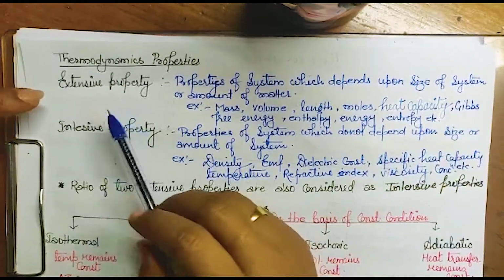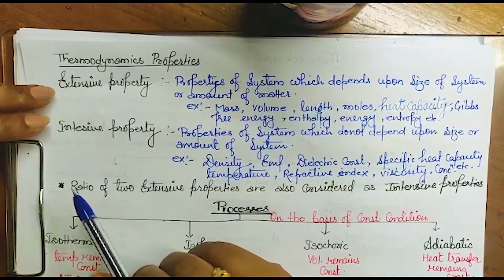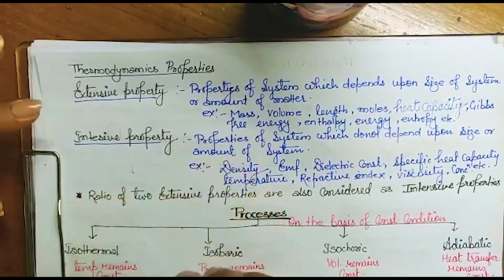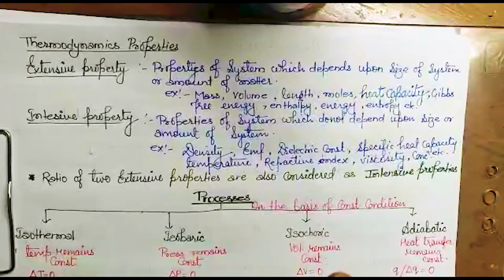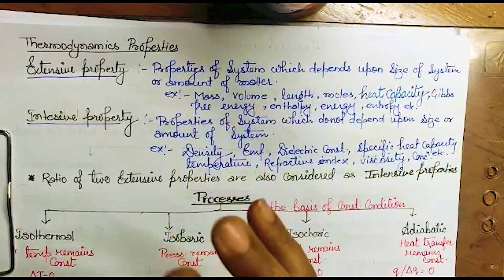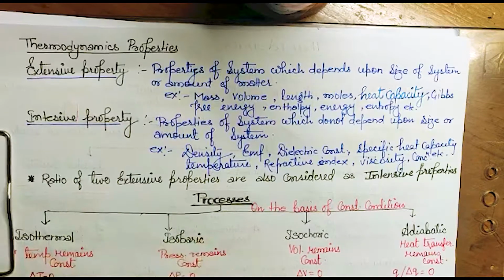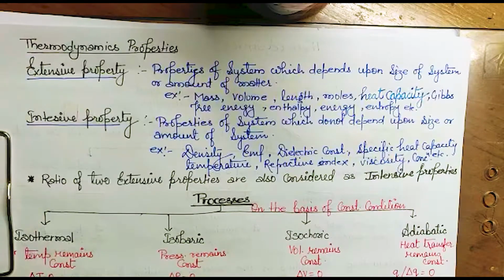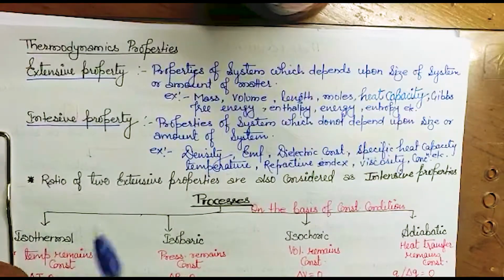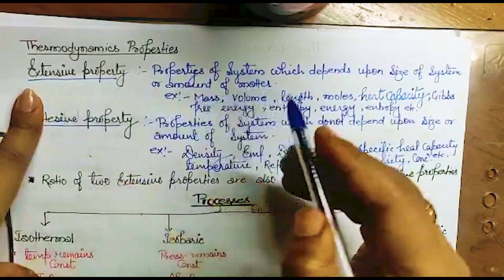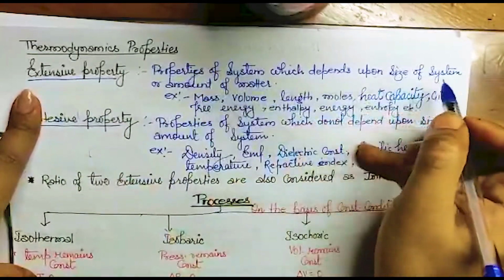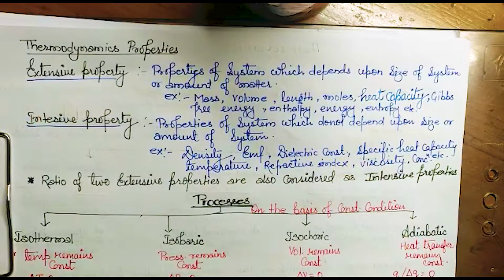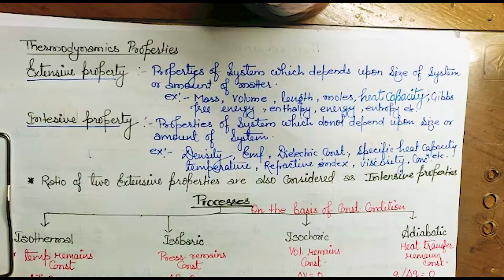Two types of properties we have: extensive property and intensive property. It's quite confusing, but if you learn it with a trick, it will be easier. Extensive means which will depend. X means depend, we will relate it like this. Extensive properties are such properties which depend upon the size of the system or the amount of matter. If it depends on the amount or size of the system, then it is called an extensive property.